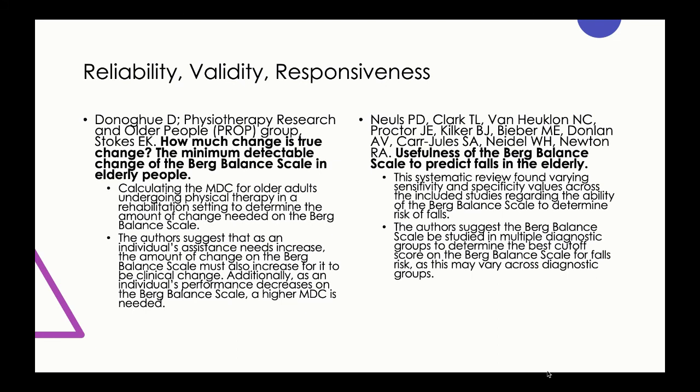Looking at the right, we have a systematic review, which found varying sensitivity and specificity values across the included studies regarding the ability of the Berg Balance Scale to determine risk of falls. The authors suggest the Berg Balance Scale be studied in multiple diagnostic groups to determine the best cutoff score on the Berg Balance Scale for falls risk, as this may vary across diagnostic groups.